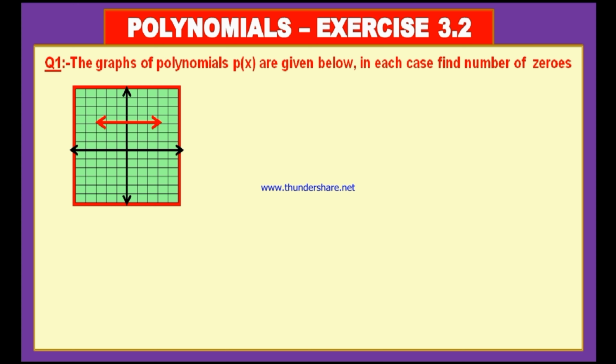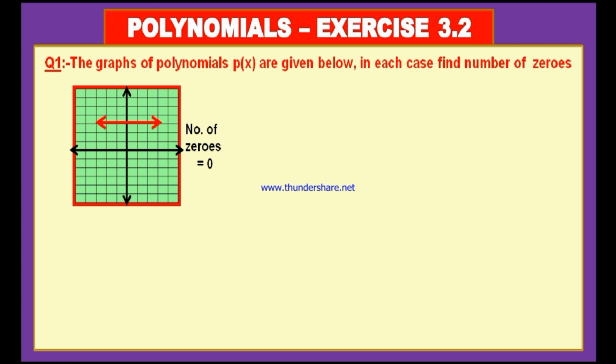You verify. At how many points may this graph intersect the x-axis? Here this straight line does not touch the x-axis. Since it does not intersect the x-axis, there is no zero for this polynomial. Therefore, the number of zeros for this graph is equal to 0.